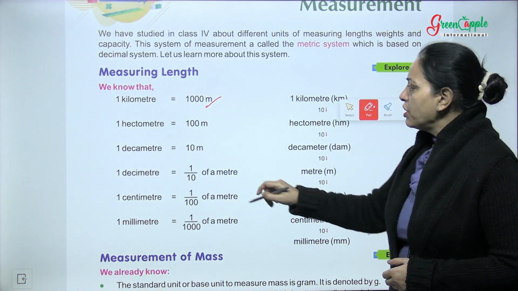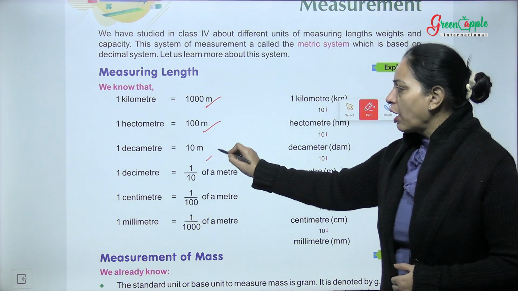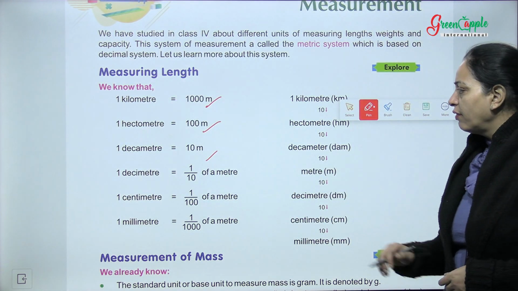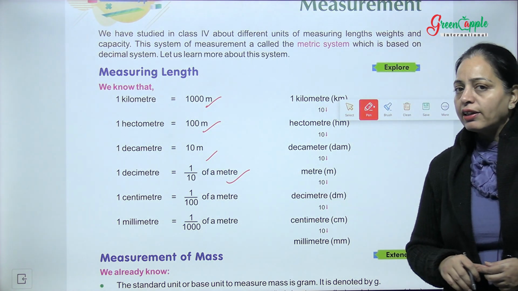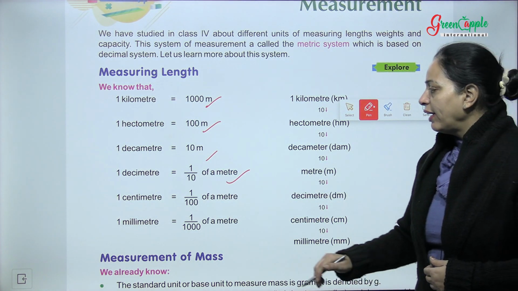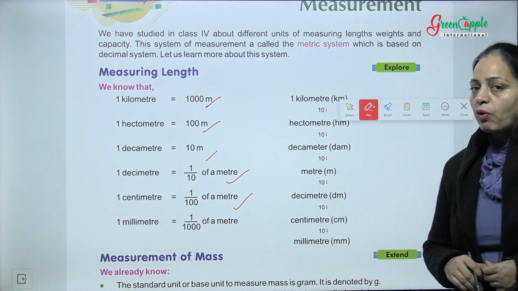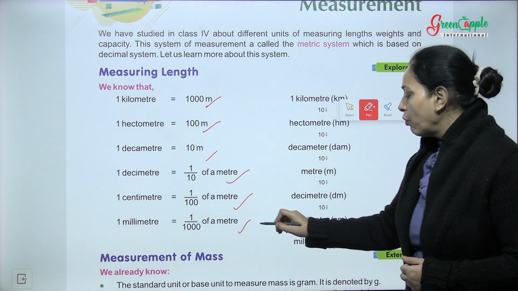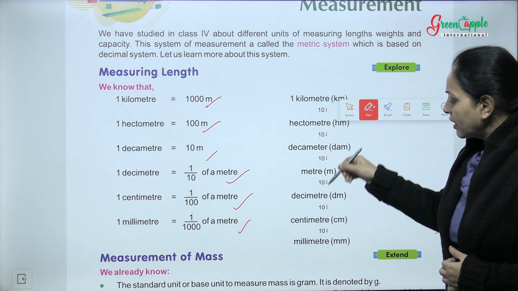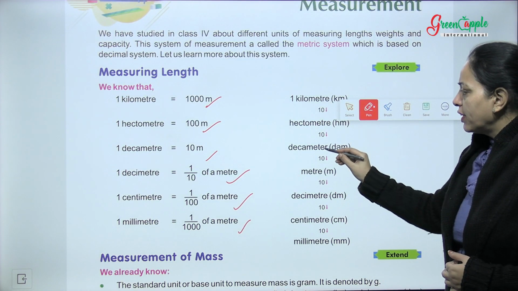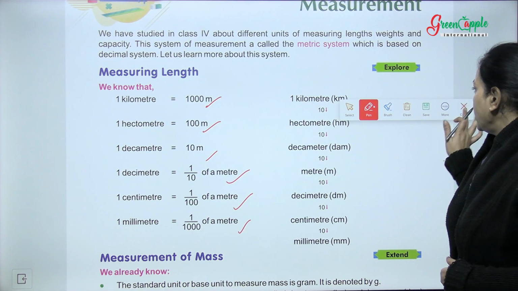Then 1 hectometer equals 100 meters. Then we are coming down. 1 decameter equals 10 meters. Then meter, the basic unit. Then 1 decimeter is 1/10 of a meter, and 1 centimeter is 1/100 of a meter, and 1 millimeter is 1/1000 of a meter. So we are going in decreasing order: kilometer, hectometer, decameter, then meter, then decimeter, centimeter and millimeter.